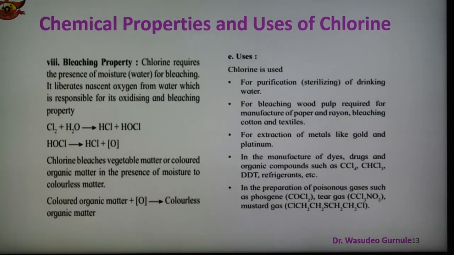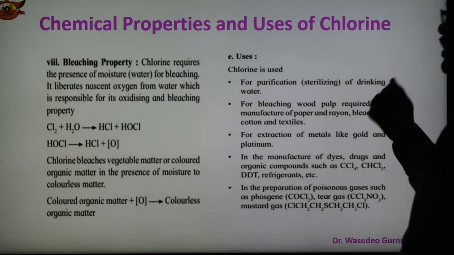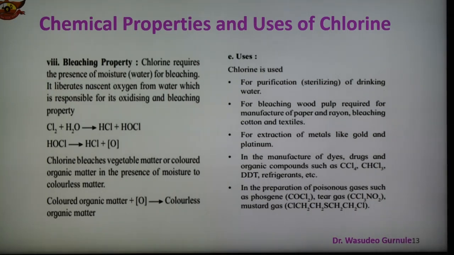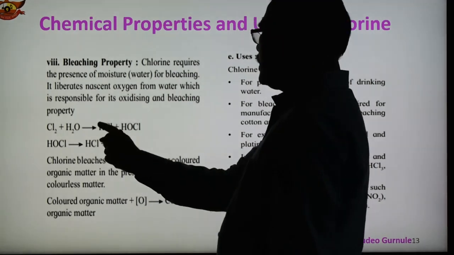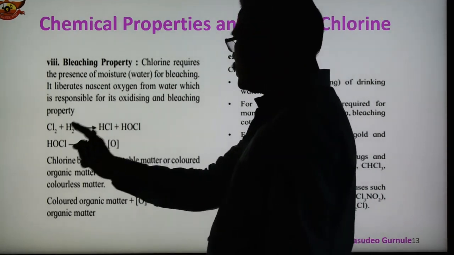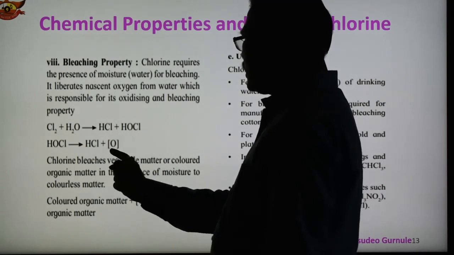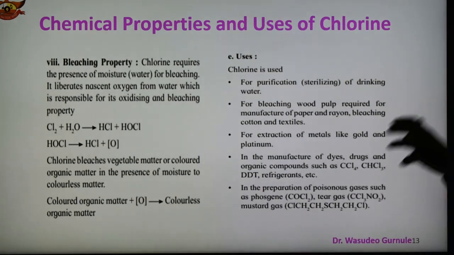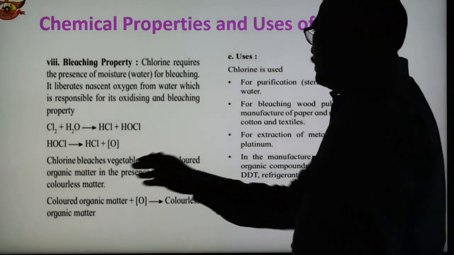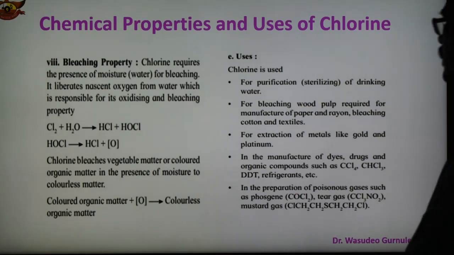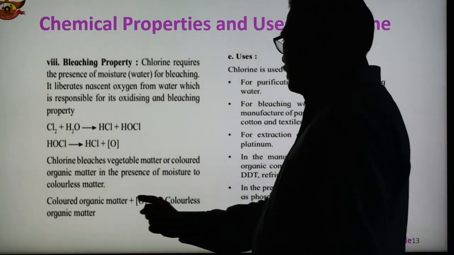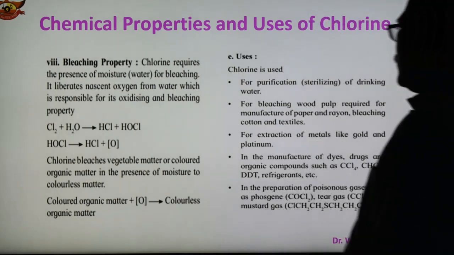And one more reaction is the bleaching property. Chlorine requires some water or moisture for bleaching, and it liberates nascent oxygen. So chlorine reacts with the moisture of water forming HCl and HOCl. This HOCl gives nascent oxygen and HCl is formed. This nascent oxygen is used to bleach vegetable matter. So chlorine bleaches vegetable matter or any colored organic matter in the presence of moisture or water. This colored organic matter, when it reacts with nascent oxygen, forms colorless organic matter.